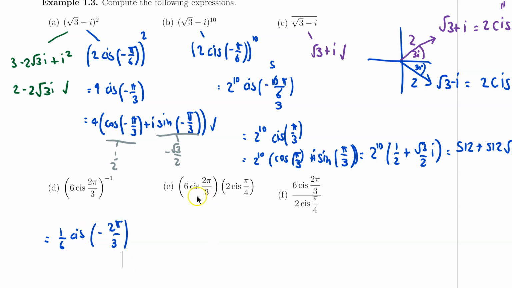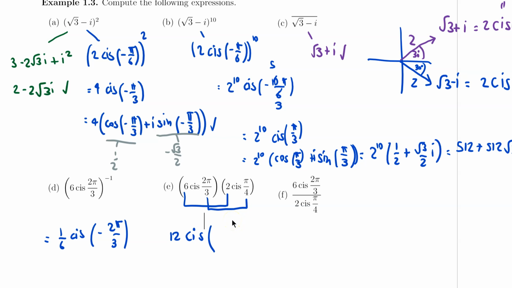Now, if I were to multiply these two together, I'm just going to multiply the norms. So it's going to be 12 cis of, I'm going to add the angles. Notice how in the formula, I'm going to multiply the norms, but I'm going to add the angles. So these are two different operations here.